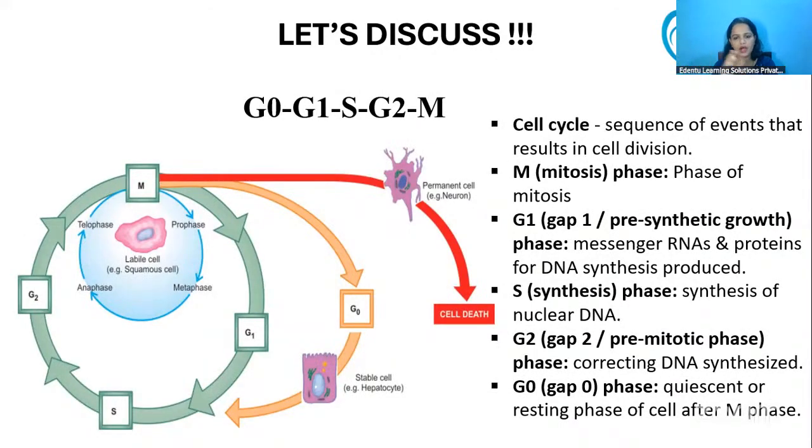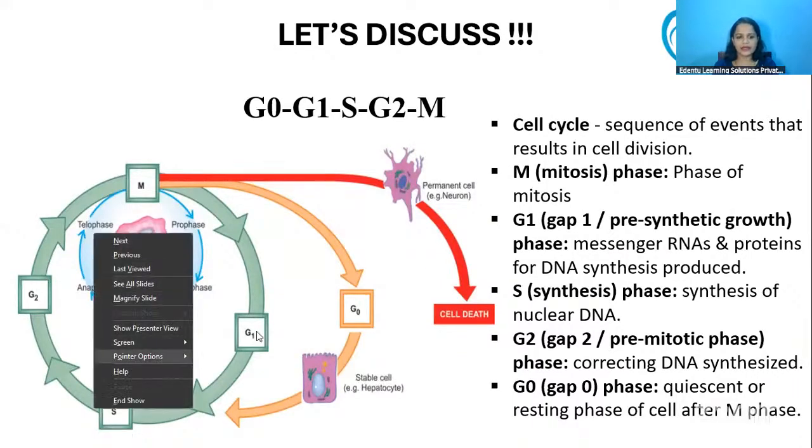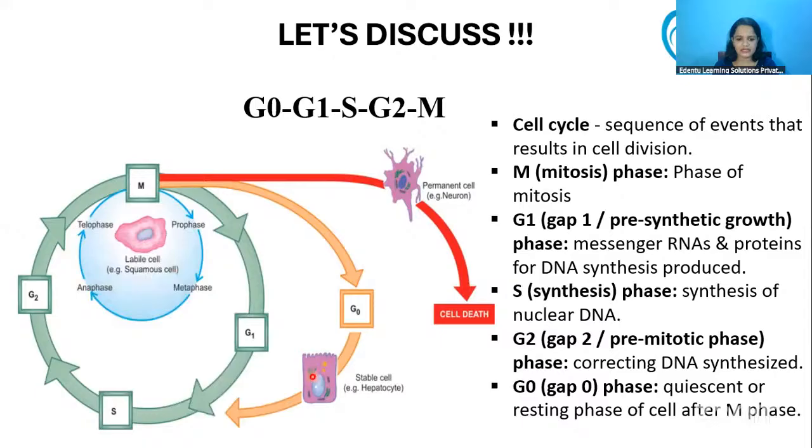Based upon the capability of cell division, the cells are divided into 3 types. You have the labile cells, which are continuously dividing cells, like the squamous cells. Then you have the stable cells, like the hepatocytes. They will not be continuously dividing, but when a need arises, they divide. Those are called the stable cells. And then we have the permanent cells. Permanent cells do not divide at all. An example is neurons, which don't divide at all.